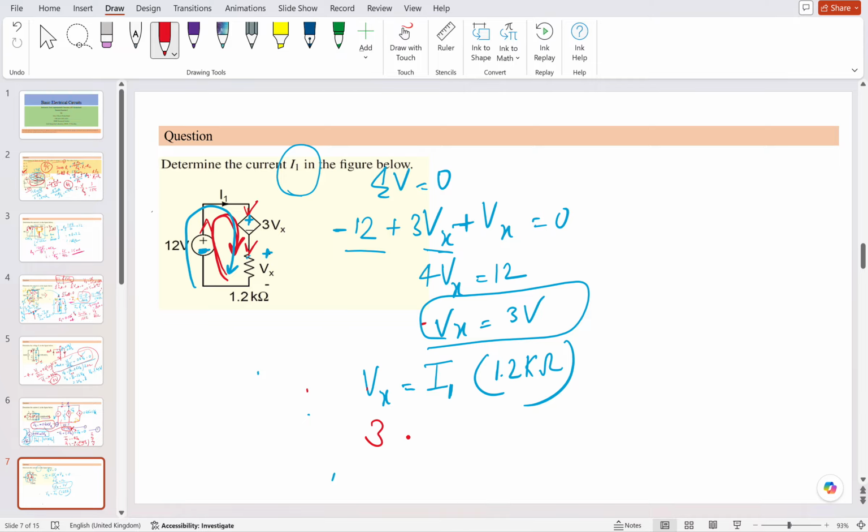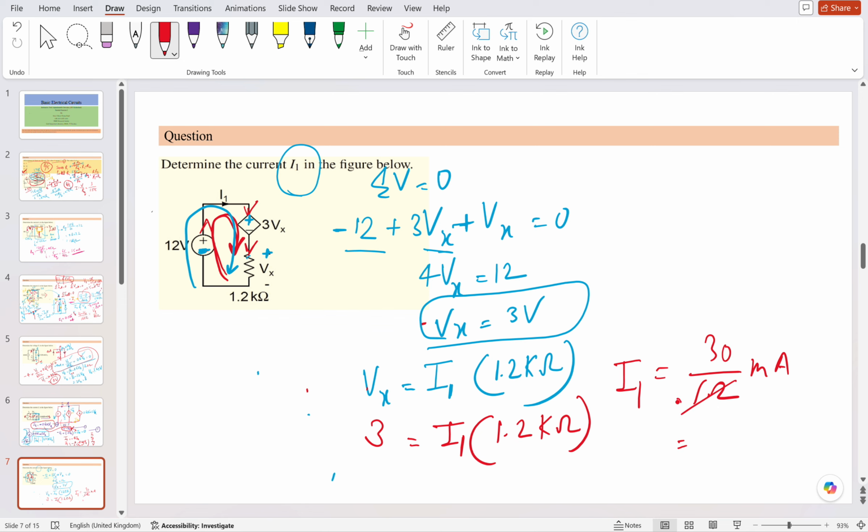So, Vx we have found out to be 3. So, I1 multiplied by 1.2 kilo ohms. Okay, so what will be the value of I1? I1 is equal to 3 divided by 1.2 milliamps. That will come out to be 2.5 milliamps.